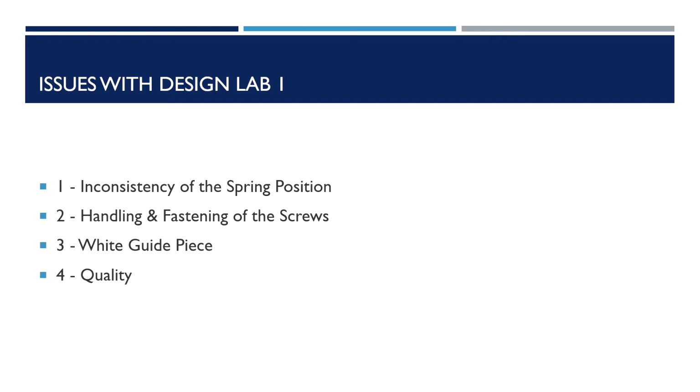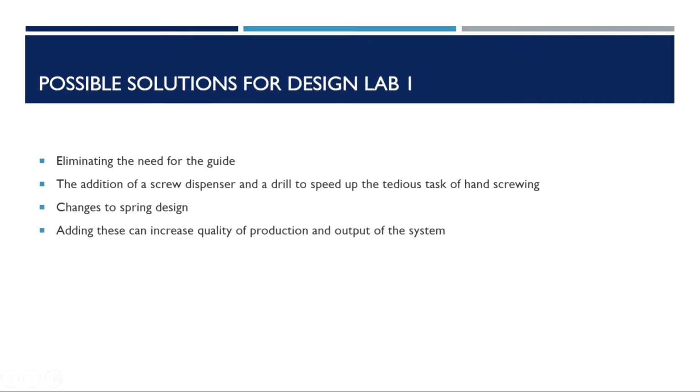The issues with Design Lab 1 included the inconsistency of the measuring tape's spring position, the handling and fastening of the screws, the white guide piece, and the quality of the process. Possible solutions for Design Lab 1 consist of eliminating the need for the white guide on the tape, the addition of a screw dispenser for easy access to screws, the use of a drill to speed up the tedious task of hand screwing screws. Adding these can increase quality of production and output of the system.